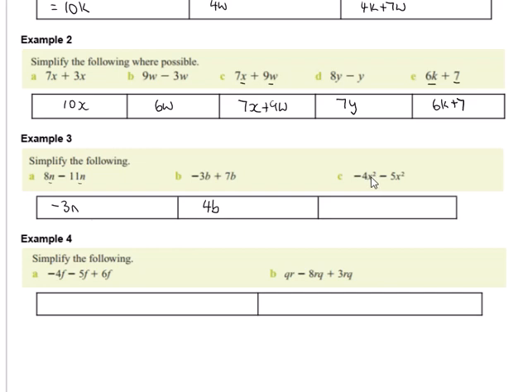Minus 4x squared minus 5x squared. So we're at minus 4 and we subtract another 5, we're going to go to minus 9x squared. And finally, up until now we've just been doing 2 terms at a time, but we can do multiple terms, it doesn't really matter. So we have here minus 4f minus 5f plus 6f. So minus 4 minus 5 is minus 9f. Minus 9 plus 6 is minus 3f.